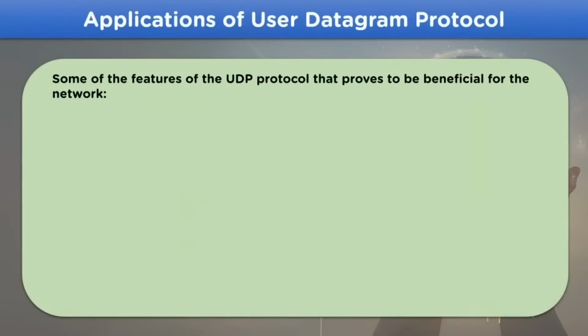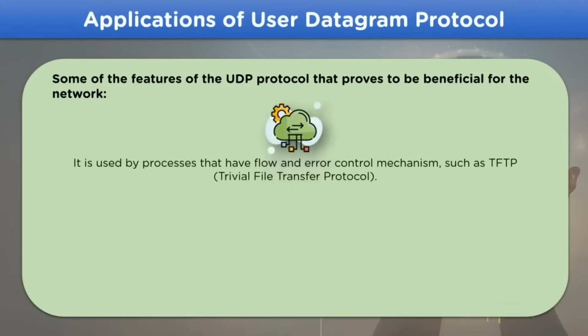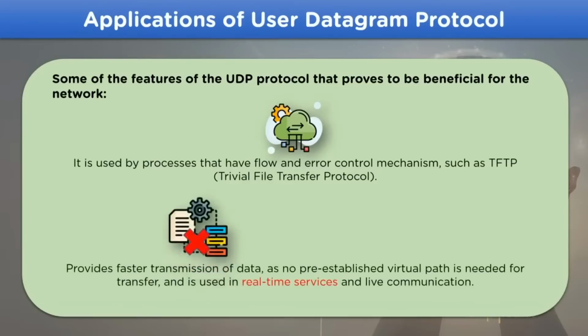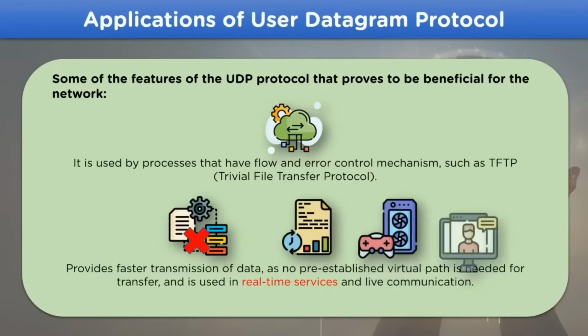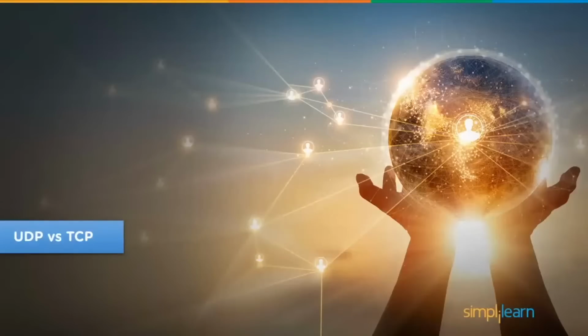Let's take a look at some of the features of the UDP protocol that provide applications to various network models. For the first one, it provides flow control and error control mechanisms to network models such as TFTP. Next, it provides faster transmission of data as there is no pre-established virtual path needed, so it is used for real-time services, live communication, and gaming services. Now let's move on to the last section for this session, that is UDP versus TCP protocol.